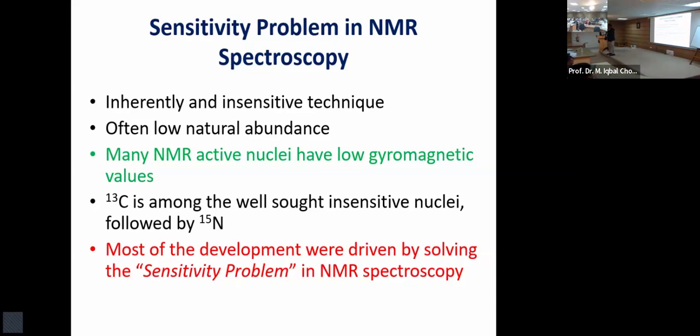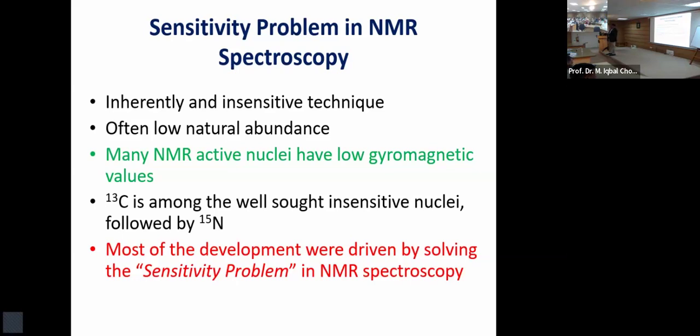Because of the small energy difference, right? So if you have both states populated, and the difference is so minuscule, it is very insensitive, right? Second, the natural abundance of most NMR active nuclei, except proton, is so low, right?